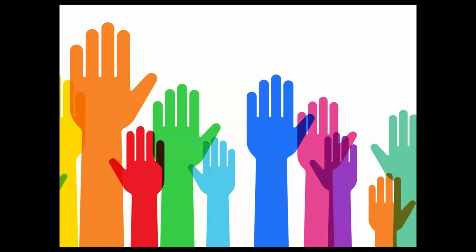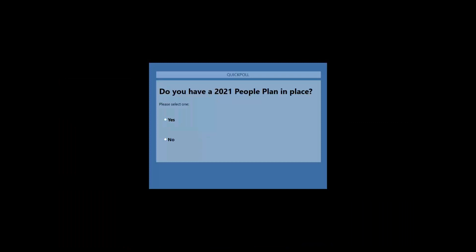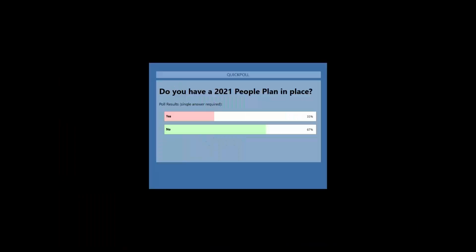And that is, do you have a 2021 people plan in place? That's an interesting one. Okay, has everybody voted? Just about. Okay, I'll close that poll and I'll share the results. Wow. So we have a reverse. Almost the same percentages, but in reverse. And hopefully today's webinar will help with that.